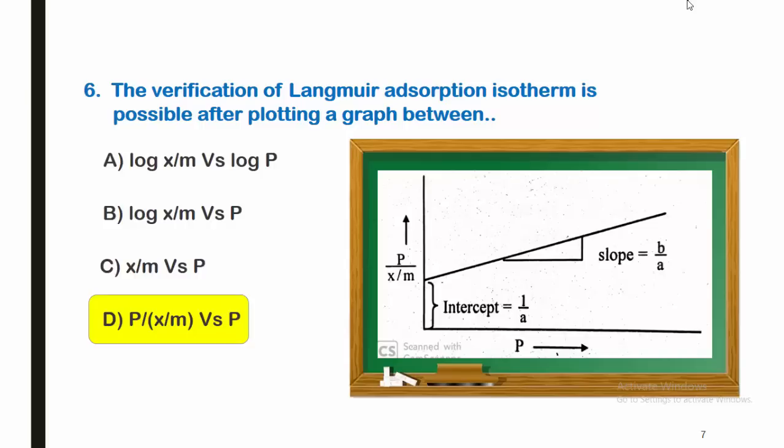P is the right answer, that is option number D, where the question may sometimes ask what the slope is. Here we have to remember very clearly, in this case the slope is equal to b upon a, where those are the constant values.